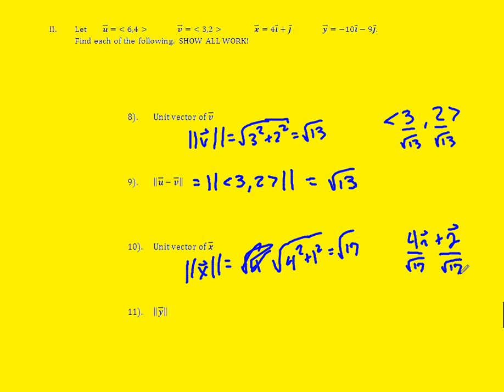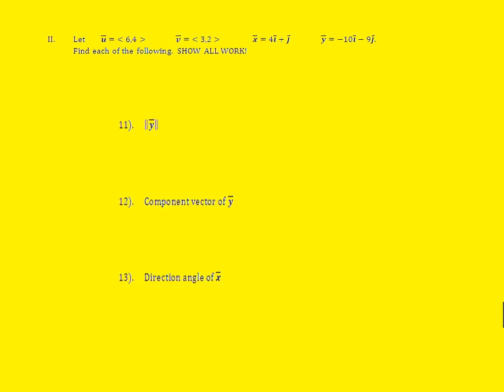And then for the last one here, for the length of vector y, square root of negative 10 squared and negative 9 squared. Make sure when you do it in your calculator, you're using those parentheses, and I should get the square root of 181 for that one. And believe it or not, that cannot be simplified. Okay? A couple more. We just did number 11.